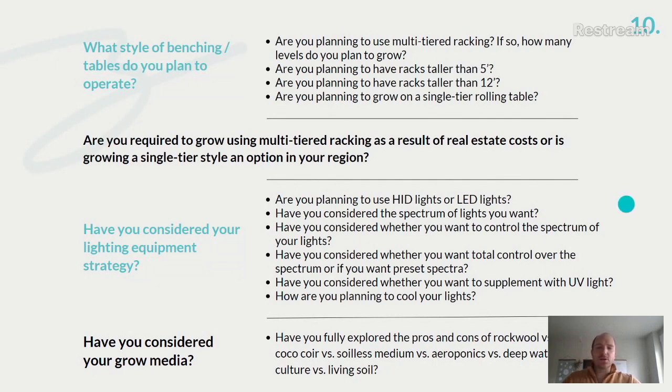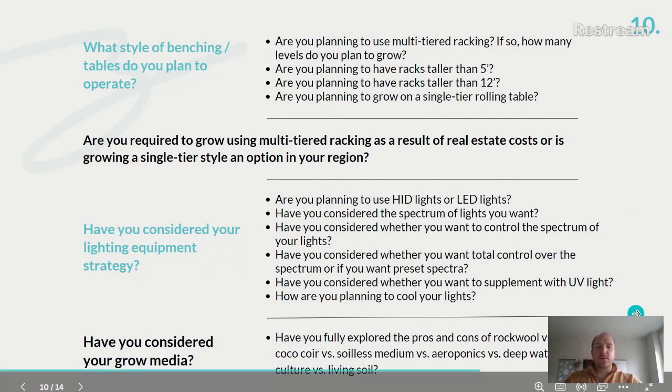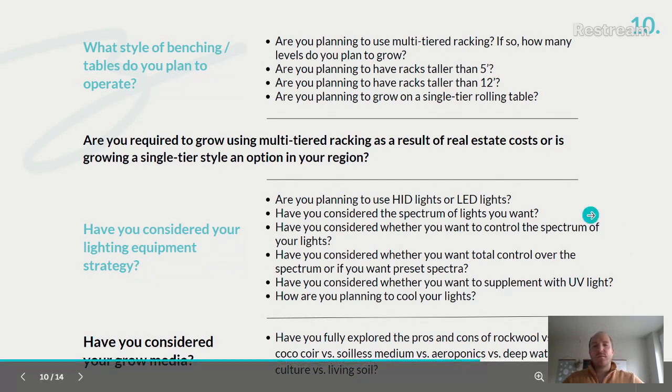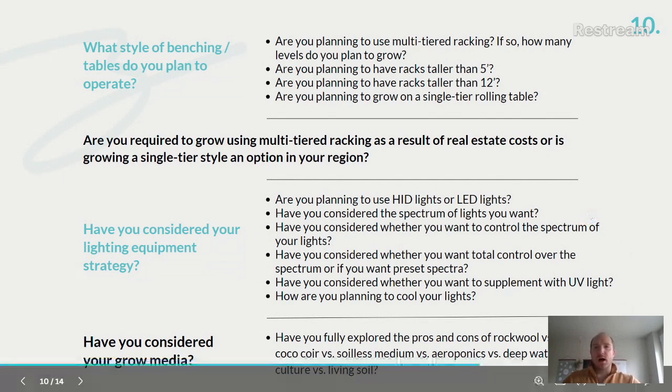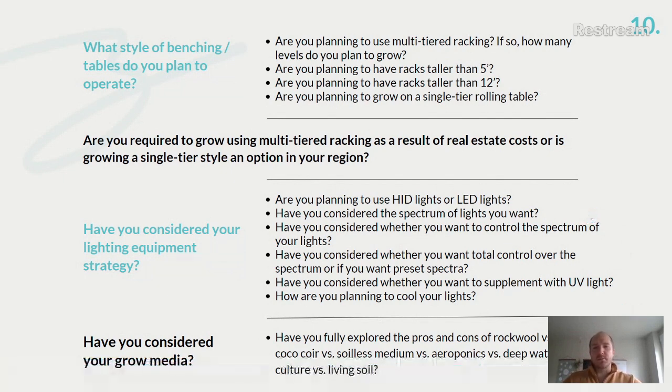I'll only touch on grow media for a second. Fully explore the pros and cons of each: rock wool versus coco, soilless media, aeroponics, living soil. All of them have their pros and cons. Some of them cost more than another. Some are a little bit less environmentally sustainable than the other. And ultimately, what this comes down to is how much buffer or margin of error do you want?